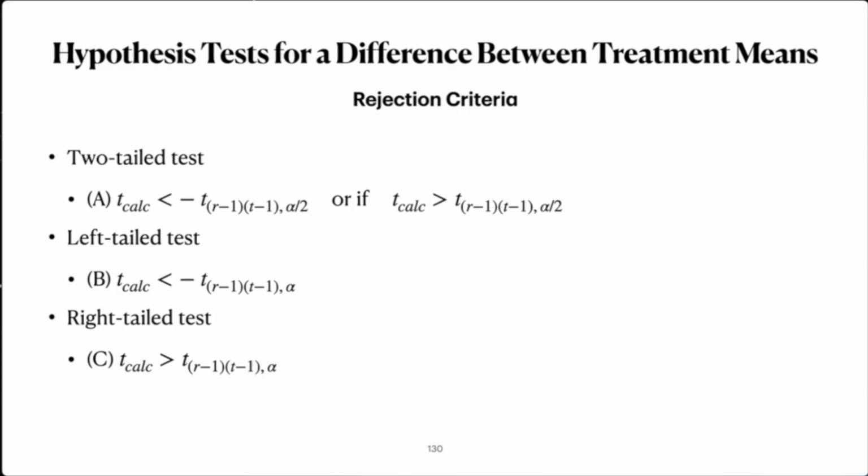Now, you'll recall that this is the number of degrees of freedom associated with the mean squared error in the ANOVA table. And so we have here the rejection criteria for the two-tailed test, for the left-tailed test, and for the right-tailed test. And so these are, as you would expect, the same as you would have for any other t-test, with the specifics being the degrees of freedom for the test.